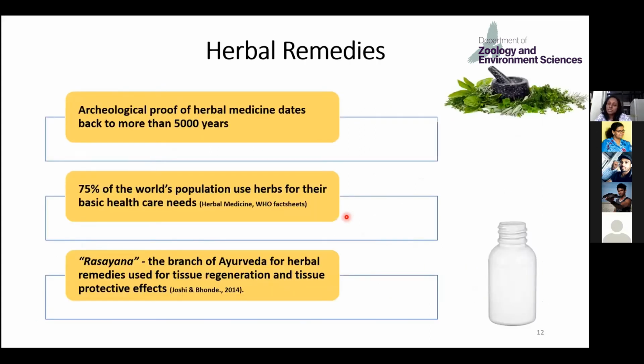So these natural stimulants come mostly from herbal remedies. The archaeological proof of herbal medicine dates back more than 5,000 years, even in Sri Lanka. 75% of the world population use herbs for their basic healthcare needs, as WHO fact sheets mention. And there is a separate branch of Ayurveda called Rasayana for herbal remedies which are used in tissue regeneration and tissue protective effects. So for Ayurveda and traditional medicine, this stem cell concept is not a new thing.